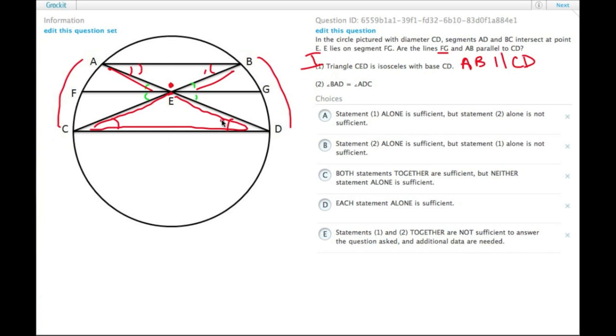We need all three horizontal lines to be parallel. A and D are out. Statement 2 tells us that angle BAD, we'll switch to green, angle BAD, that's this one, is equal to angle ADC, which is this one. So that does the same thing. It also establishes that AB is parallel to CD, but it still doesn't tell us anything about these internal angles here.